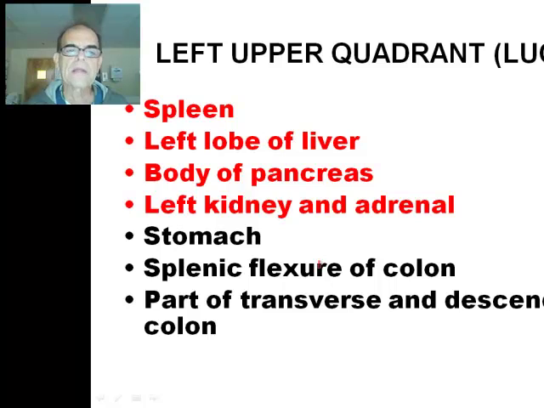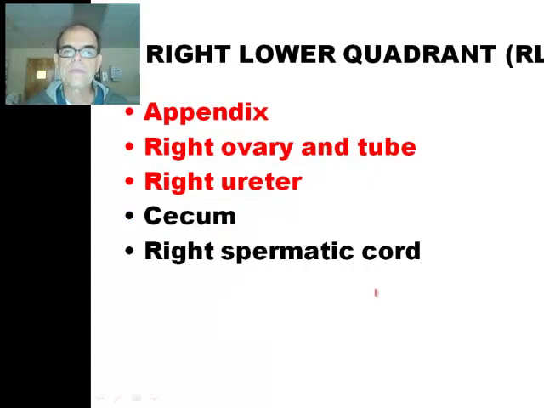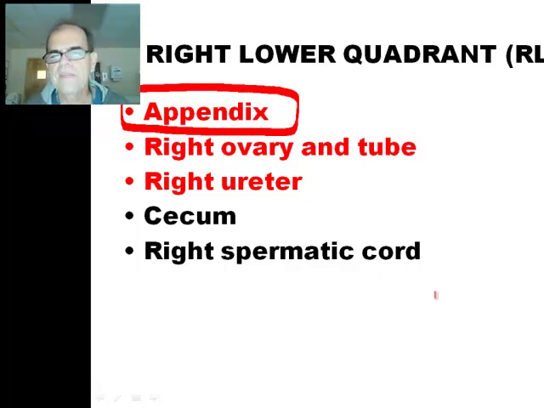Left upper quadrant has the spleen, a part of the liver, the body of the pancreas, the left kidney and adrenal, and not good for ultrasound are the stomach, the colon, and the descending colon. Right lower quadrant, the appendix, the right ovary and the fallopian tube, and the right ureter and right spermatic cord are there, in general not good for ultrasound.